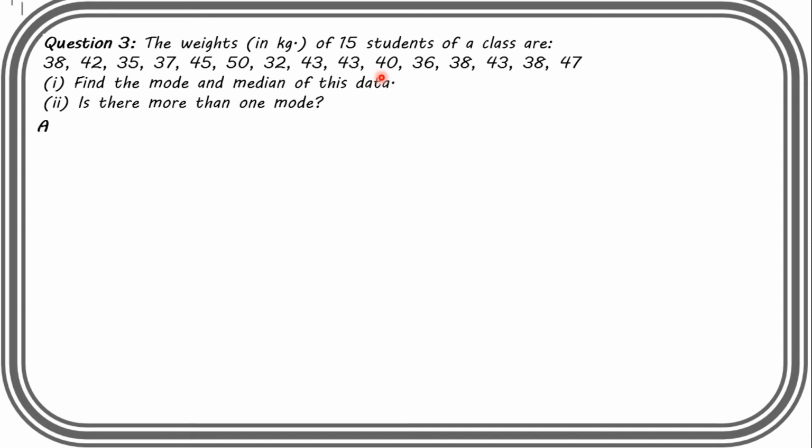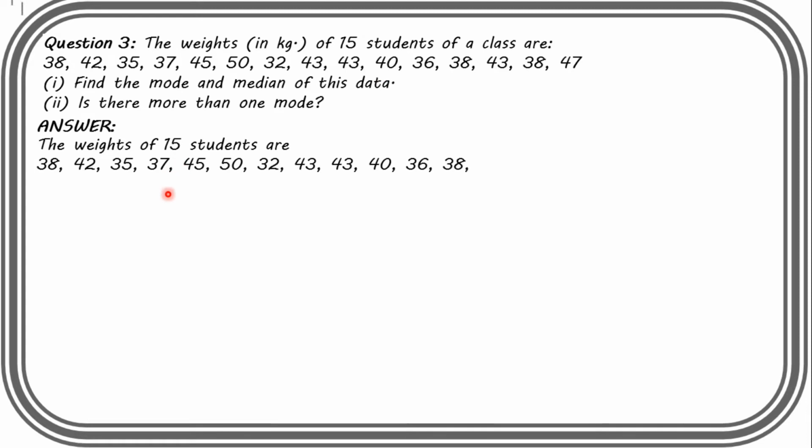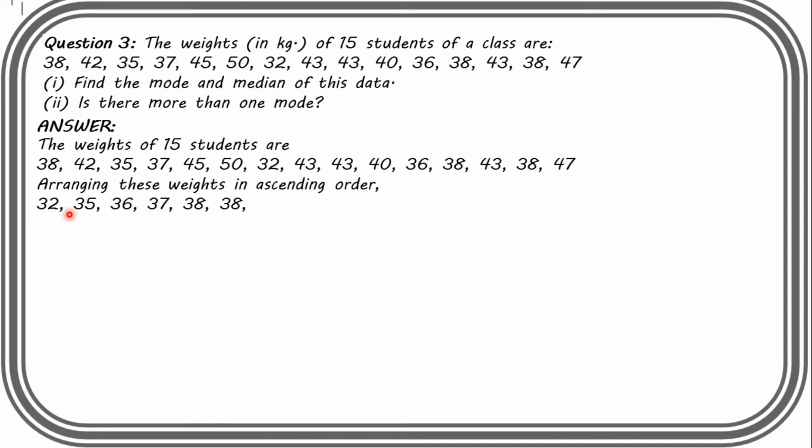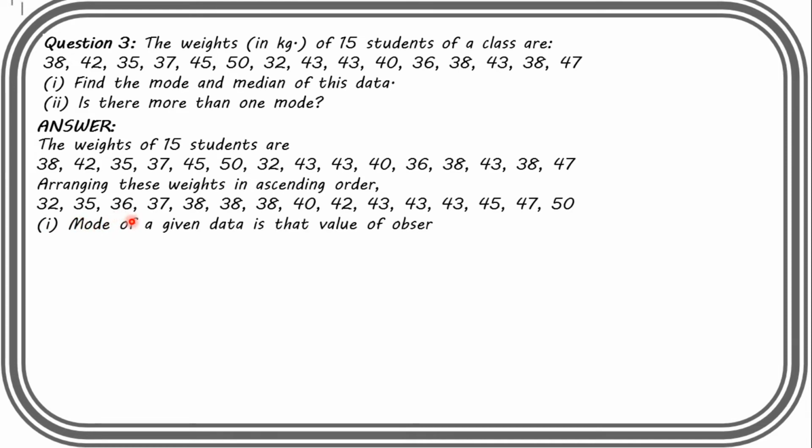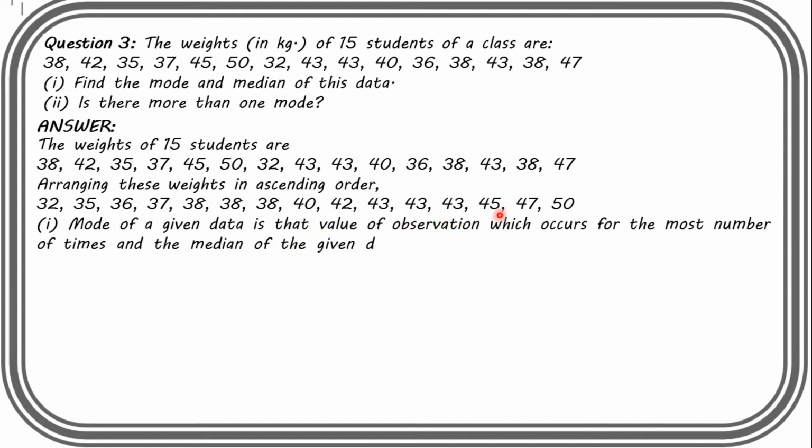First, like in the others, we will write our data in ascending or descending order. So the weights of the 15 students are 38, 42, 35, 37, 45, 50, 32, 43, 40, 36, 38, 43, 38, 47. Then we will arrange it in ascending order. So the order will be like this: 32, 35, 36, 37, 38, 38, 38, 40, 42, 43, 43, 43, 45, 47 and 50.